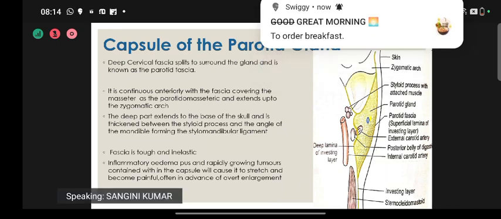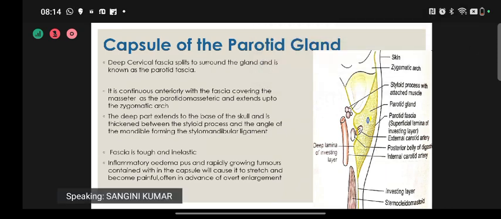Now, second is the capsule of the parotid gland. The capsule of the parotid gland is formed by the deep cervical fascia, which splits to surround the gland. This is known as the parotid fascia. It continues anteriorly with the fascia of the masseter and is known as the parotidomasseteric fascia. It extends till the zygomatic arch. The deep part extends till the skull base and is thickened between the styloid process and angle of mandible to form the stylomandibular ligament.